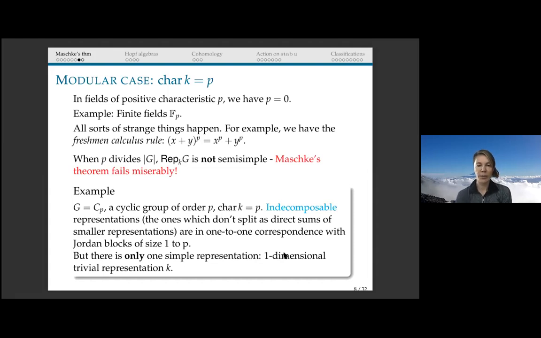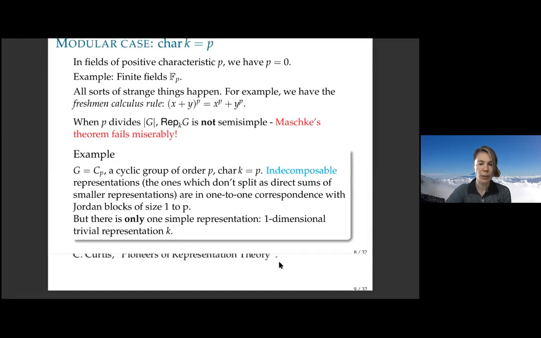So the one-dimensional trivial representation. On the other hand, indecomposable representations, the ones which don't split as direct sums anymore, are in one-to-one correspondence with Jordan blocks of size from 1 to p. That's a relatively simple exercise, which I'm sure you've done if you've ever worked with characteristic p. And then one sees that there is one simple representation, but p indecomposable representations, and there's no way you can have Maschke's theorem here. So it just fails right away. It was the only point I wanted to make.